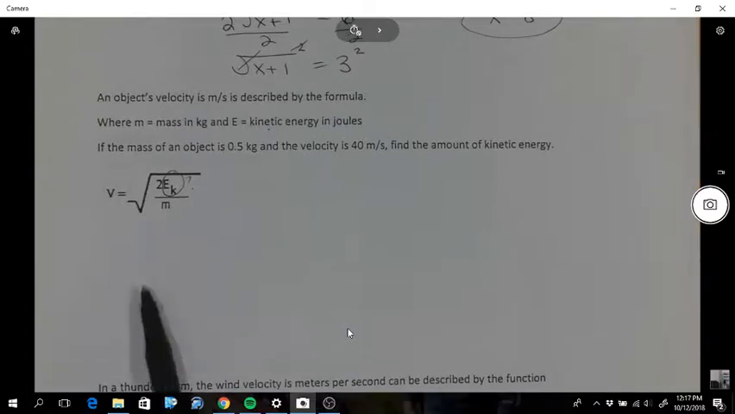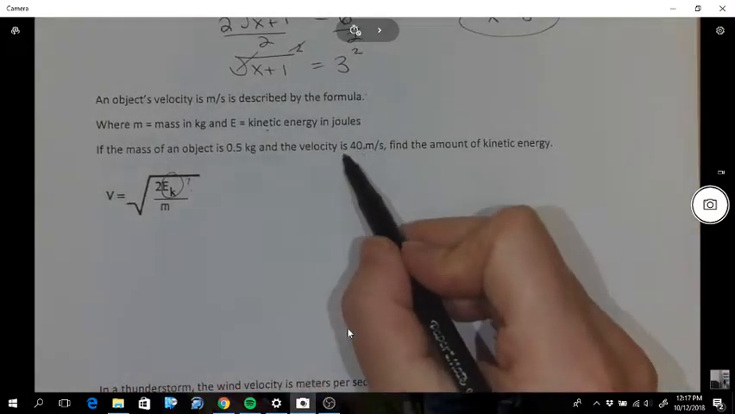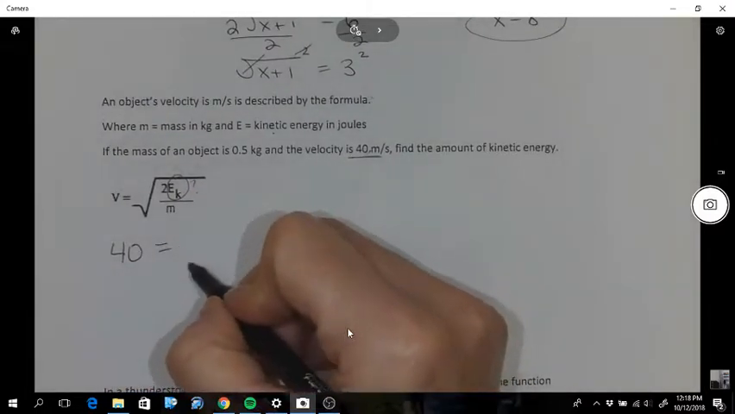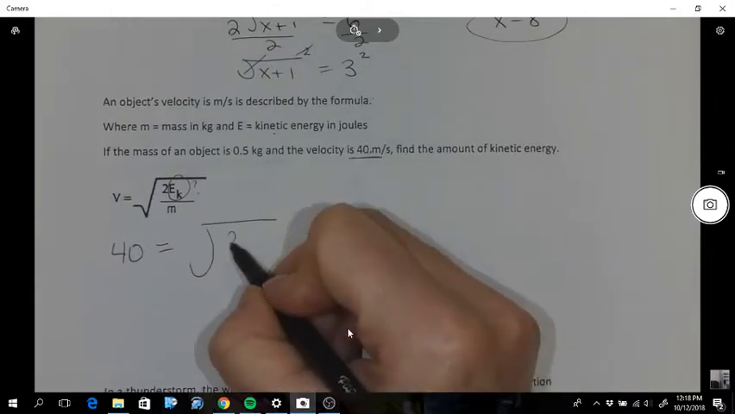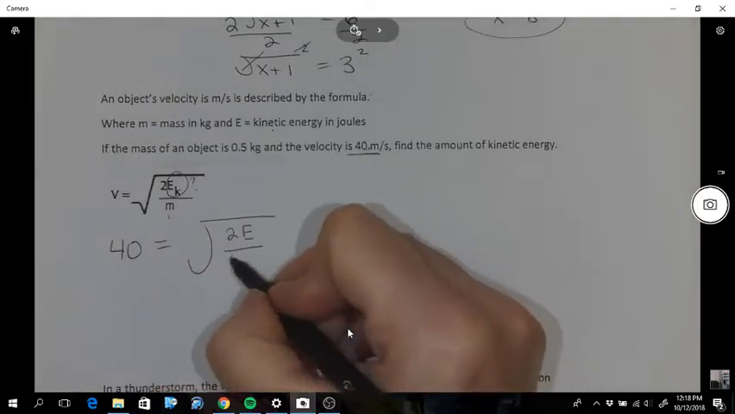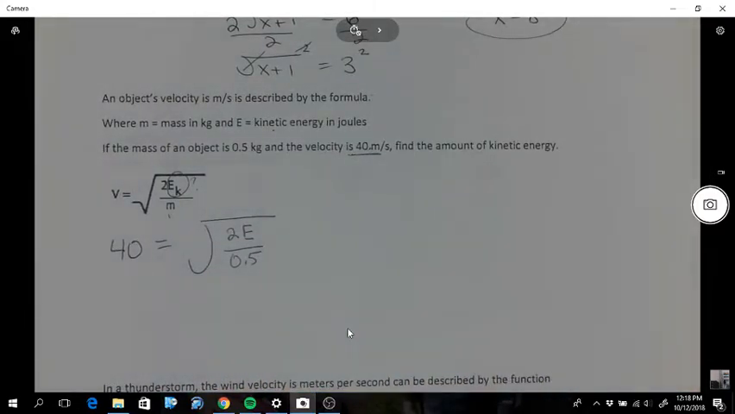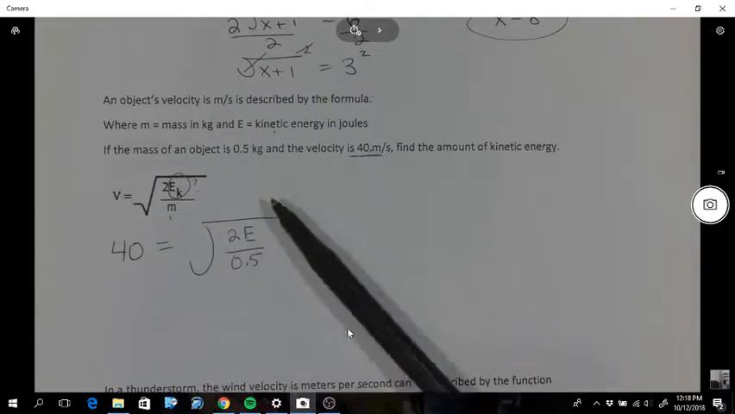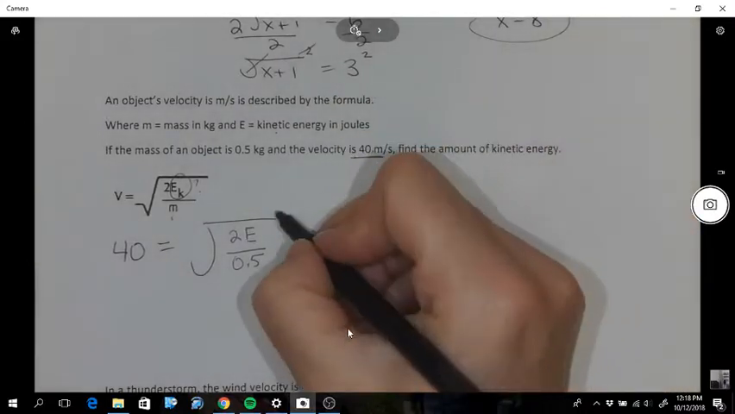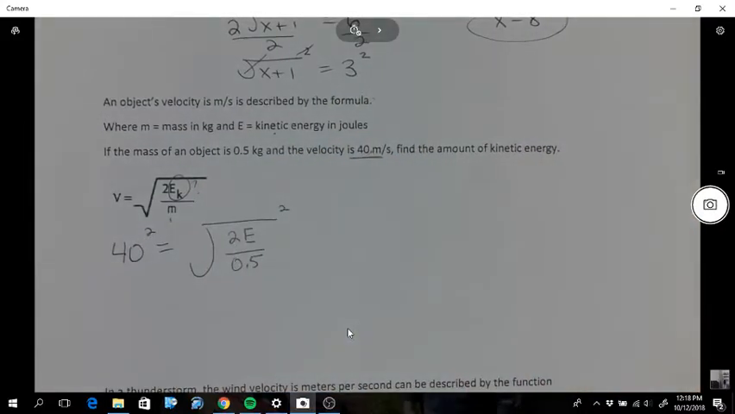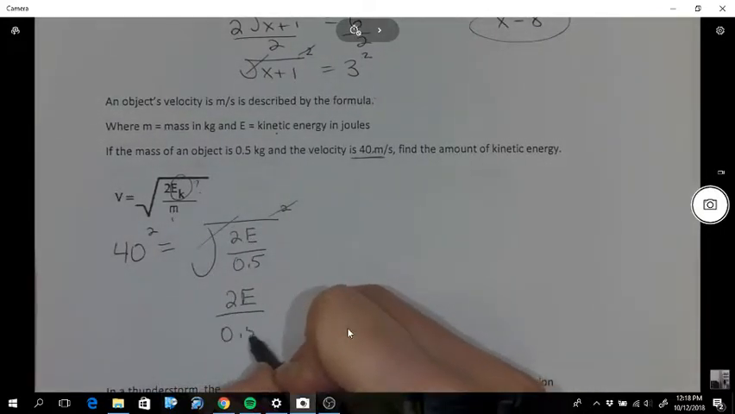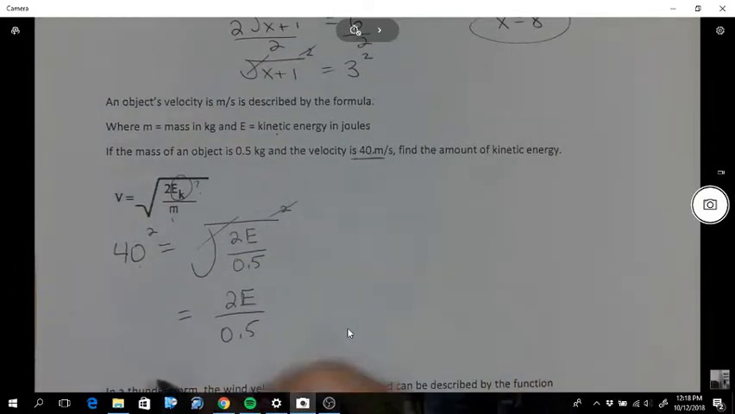Okay, so we're going to plug in V. We're going to replace with 40. And then I have the square root of all of this, 2e divided by the mass, which is 0.5. Okay, so on this side I can see that I actually have everything inside the square root. So if I have a square root isolated, I square. Okay, so that cancels and I get 2e divided by 0.5, 40 squared on that side, so 1600.